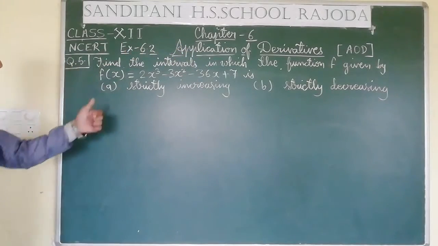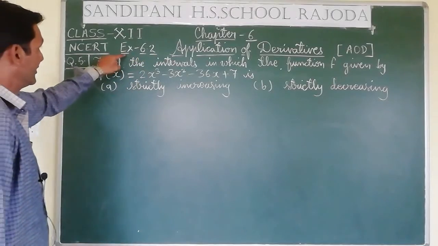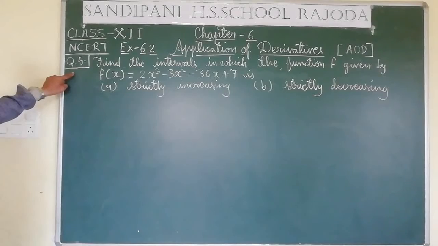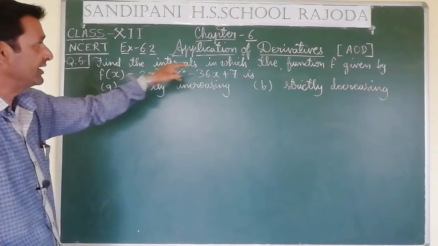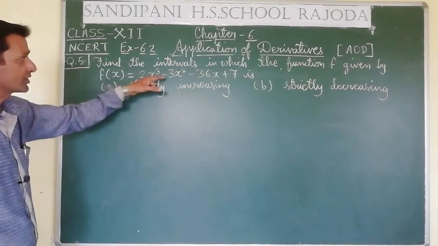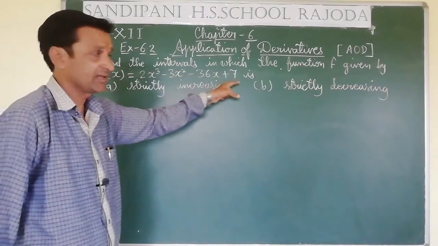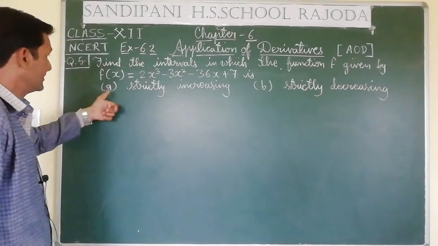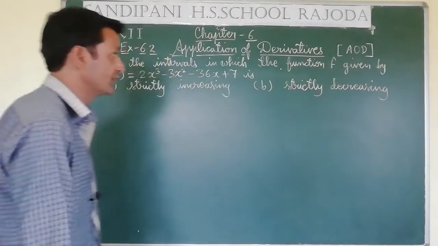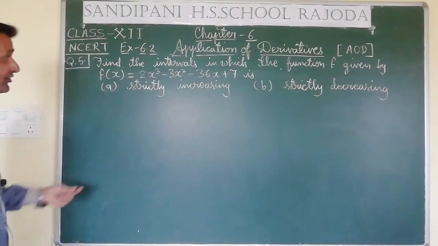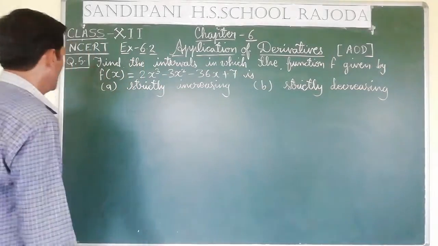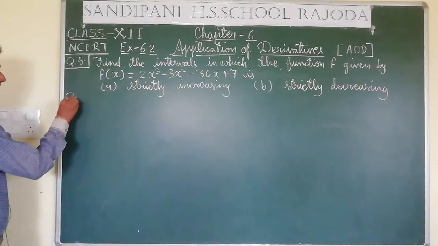Chapter 6, application of derivatives, AOD, and we are doing exercise 6.2 of NCERT. Up to question number 4 we have done. It is the 5th question. Find the intervals in which the function f given by f of x is equal to 2x cube minus 3x square minus 36x plus 7 is A, strictly increasing and B, strictly decreasing. Means we have to find the interval in which it is strictly increasing and in which it is strictly decreasing. So, let us start the solution.